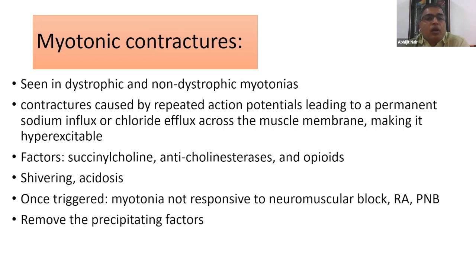Now, myotonic contractures are another problem which is seen in dystrophic and non-dystrophic myotonias. This is because of repeated action potential leading to permanent sodium influx or chloride efflux across the muscle membrane, which makes it quite hyperexcitable. So in that case, whenever a myotonic contracture is triggered, it is not responsive to neuromuscular blockade or local anesthetic or whatsoever. The best thing in such a situation is to remove the factor which precipitates it, which is most of the times succinylcholine, anticholinesterase, or certain opioids.